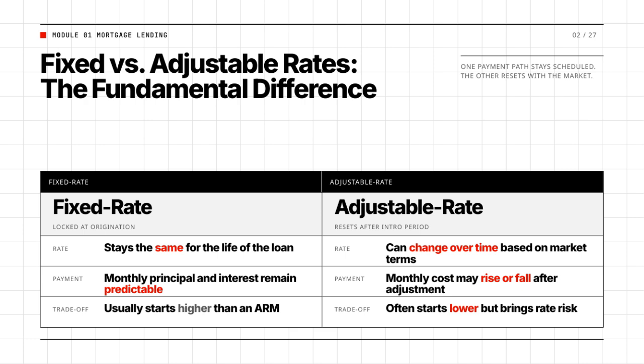On the other hand, adjustable rate mortgages, or ARMs, reset after an initial introductory period. Their interest rates can fluctuate over time based on market conditions. This means your monthly payments may go up or down as the rate changes. While ARMs often start with a lower rate, making them attractive initially, they come with the risk that your payments could increase later, which is something to carefully consider. Essentially, one payment path remains steady and scheduled, while the other adjusts to the market, reflecting these key differences.